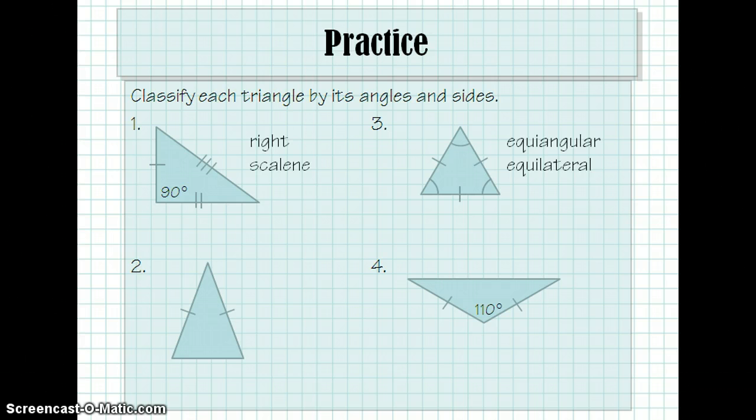And then number two, we have all acute angles, so this is an acute triangle, and we have two sides marked congruent, so this is an isosceles. And then finally, we have an obtuse angle, so we have an obtuse triangle, and we have two sides marked congruent, so we have an isosceles.